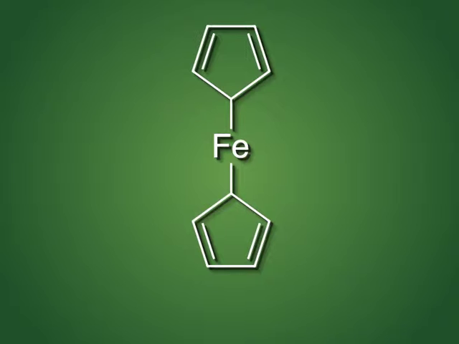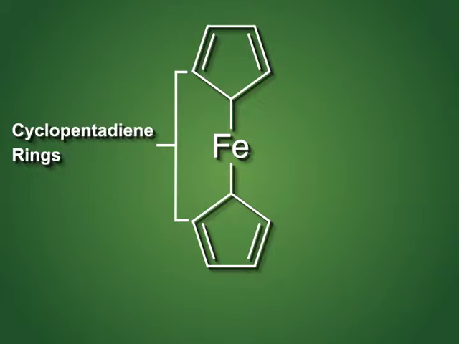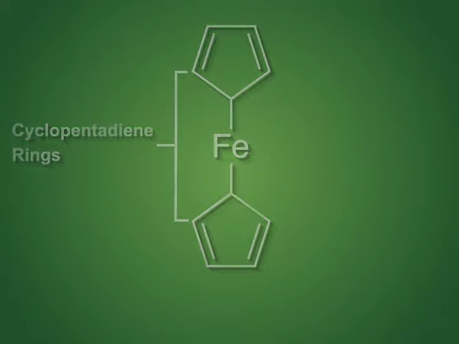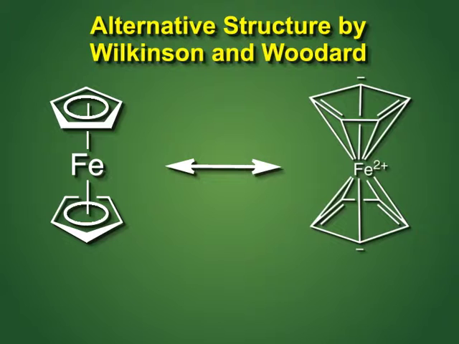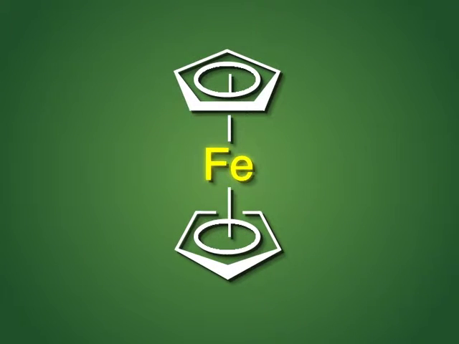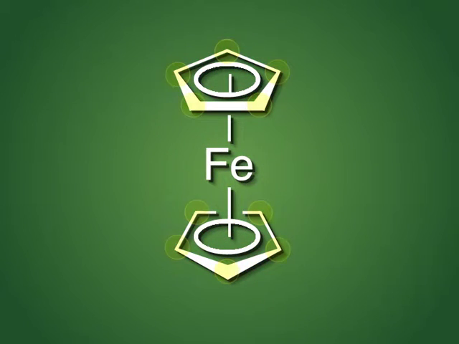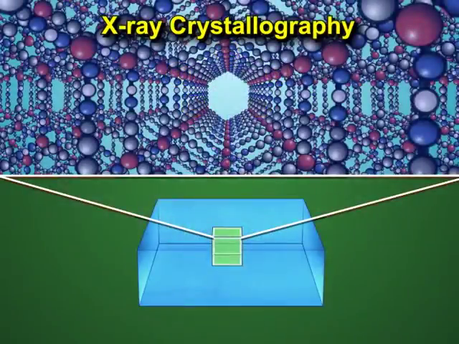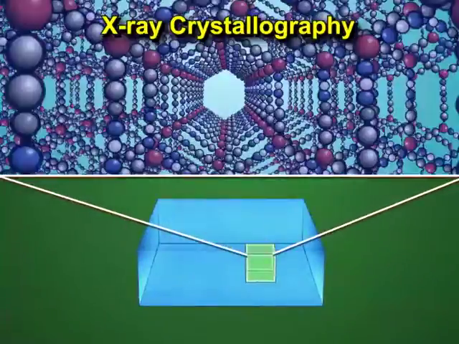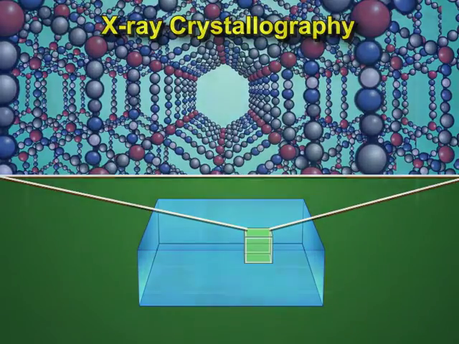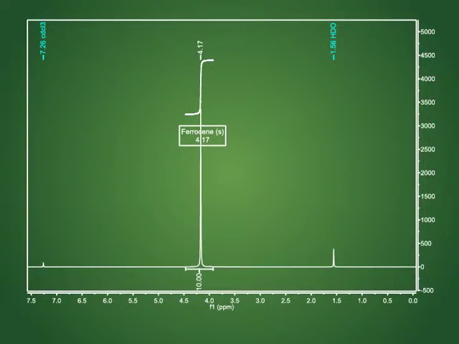They proposed a structure consisting of an iron atom with 2 single bonds to 2 carbon atoms on separate cyclopentadiene rings. However, Wilkinson and Woodward suggested an alternative for the ferrocene structure in which the iron atom is sandwiched between 2 cyclopentadiene rings with equal binding to all 10 carbon atoms. The structure proposed by Wilkinson has since been confirmed by X-ray crystallography and proton NMR.